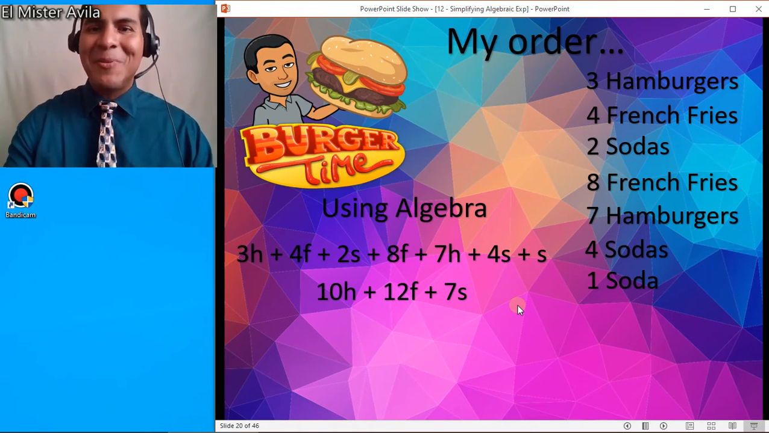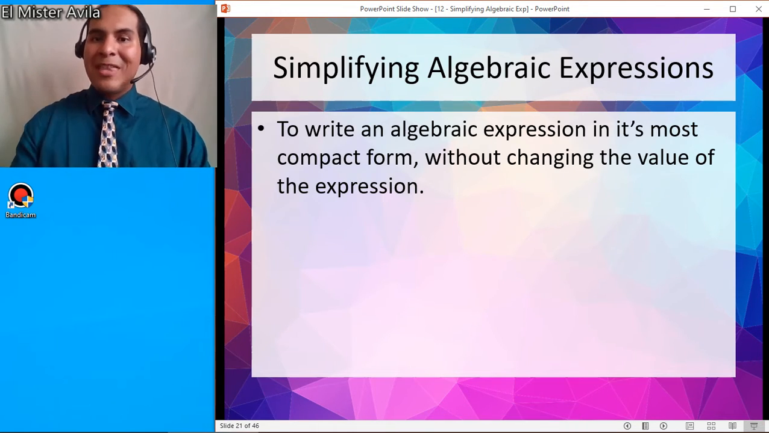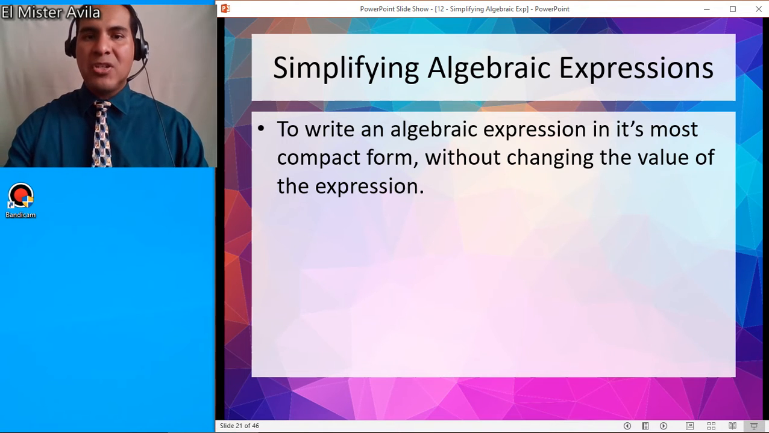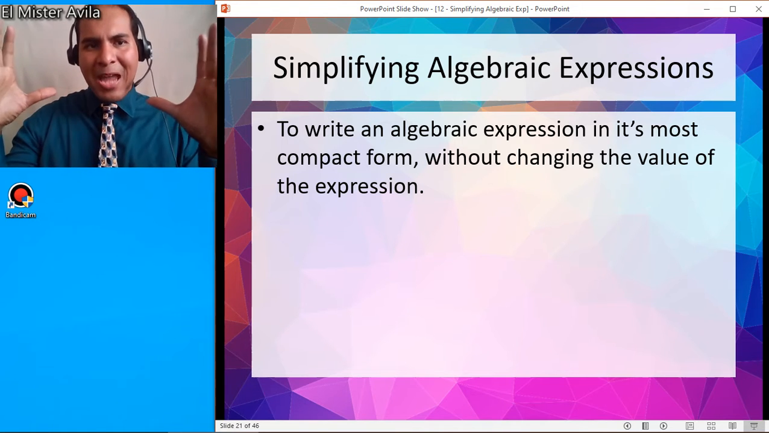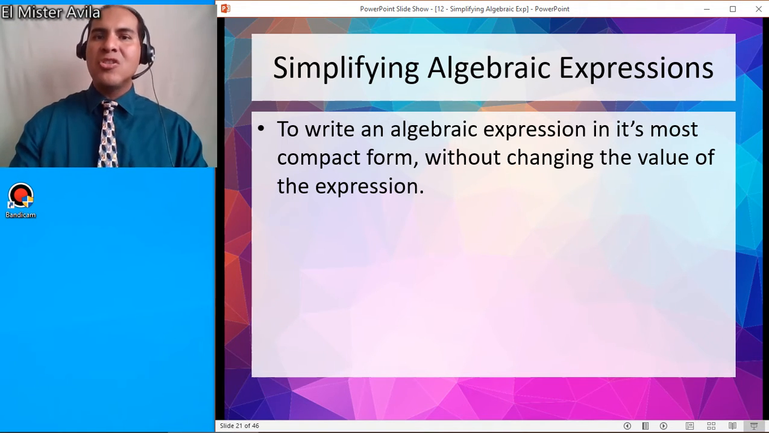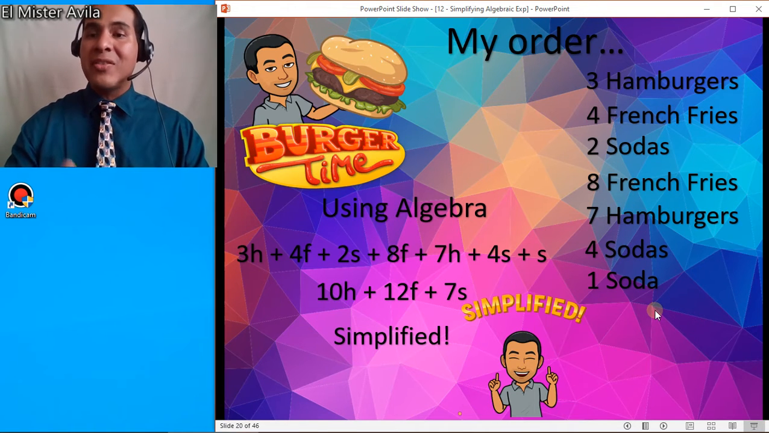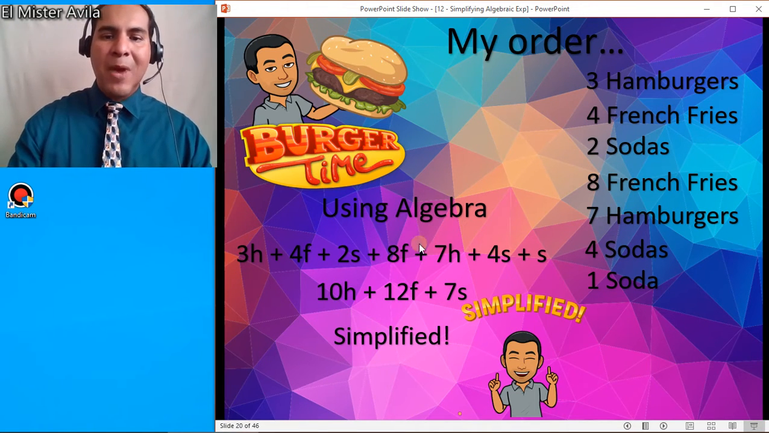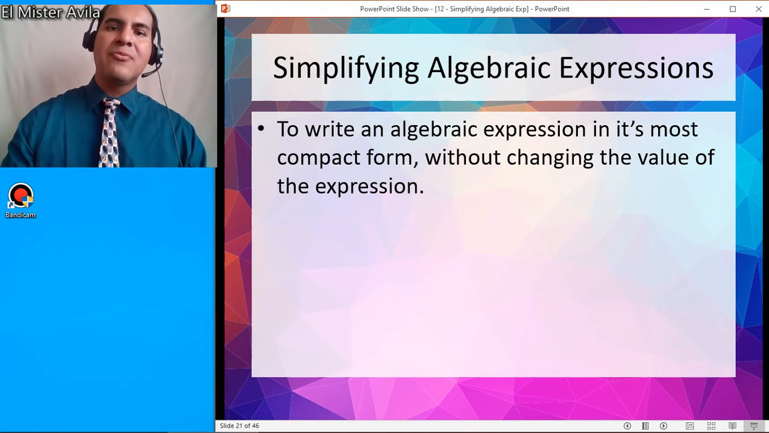What we did is we simplified an algebraic expression. Very nice job. So to simplify an algebraic expression means to write an algebraic expression in its most compact form without changing the value of the expression. So we try to compact, meaning making it smaller, but in doing so, we don't change the value of the expression. My order here is the same as the one that was up here. I'm still ordering the same amount of hamburgers, French fries, and sodas, but we write it in a more compact form, in a smaller form. That's what it means to simplify. You should write that down so you know what simplifying is.